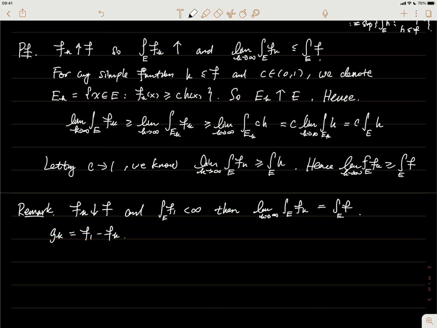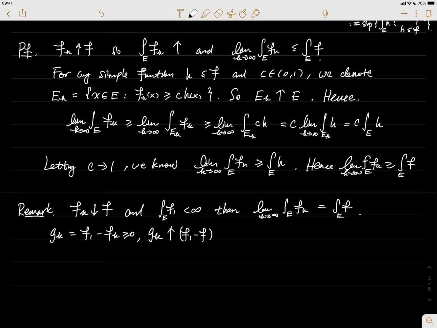Okay, and in this case, we can see that gk will converge to f1 minus f. Okay, a non-decreasing sequence. And apparently this gk is greater than or equal to 0 because the sequence is decreasing. So the gk is non-negative and it's increasing to the function f1 minus f.